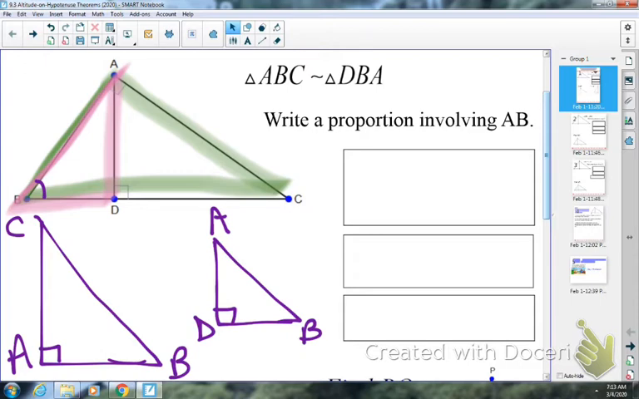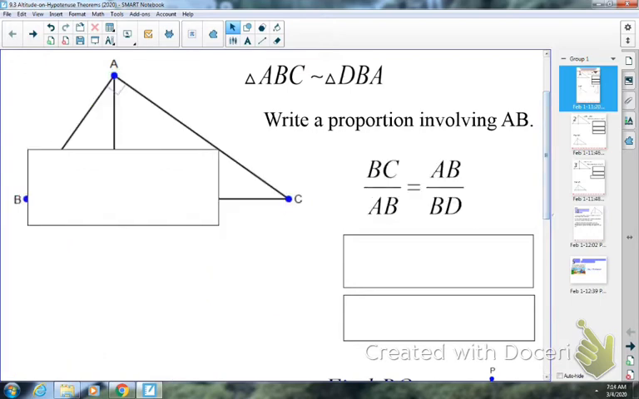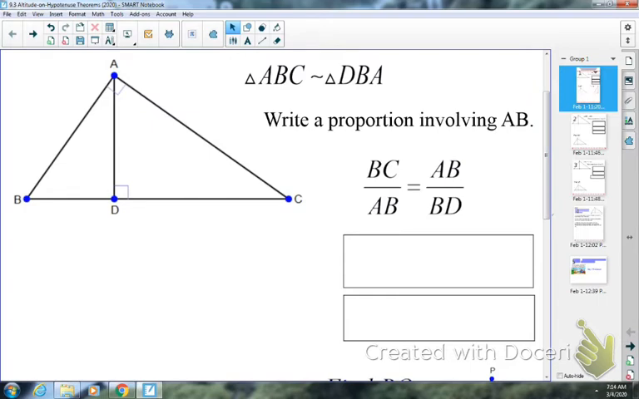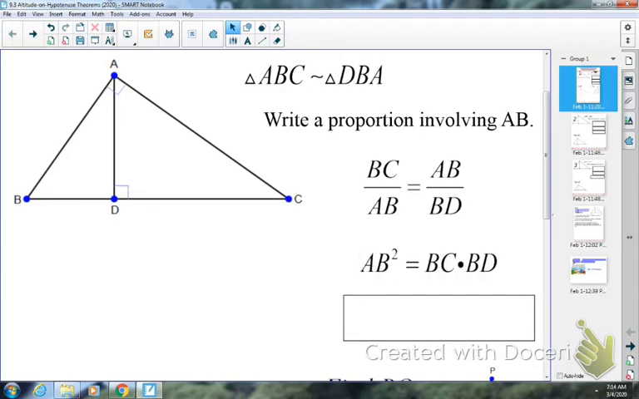So it says to write a proportion involving AB. Okay, so if you think about it, my proportion would be AB to DB equals CB to AB. Or a different version of that, we could have BC to AB equals AB to BD. Now, when you have a proportion, you can use cross products to solve. So if I multiply diagonally, I would have AB squared equals BC times BD.